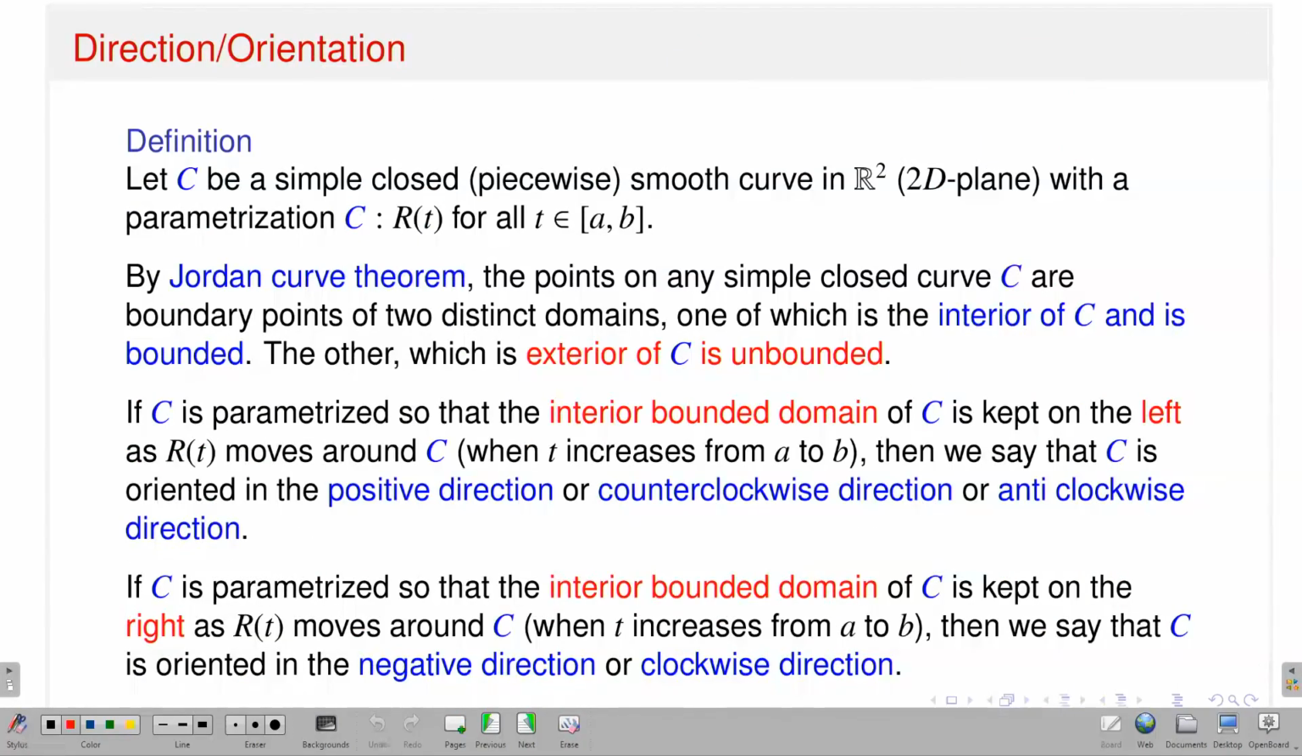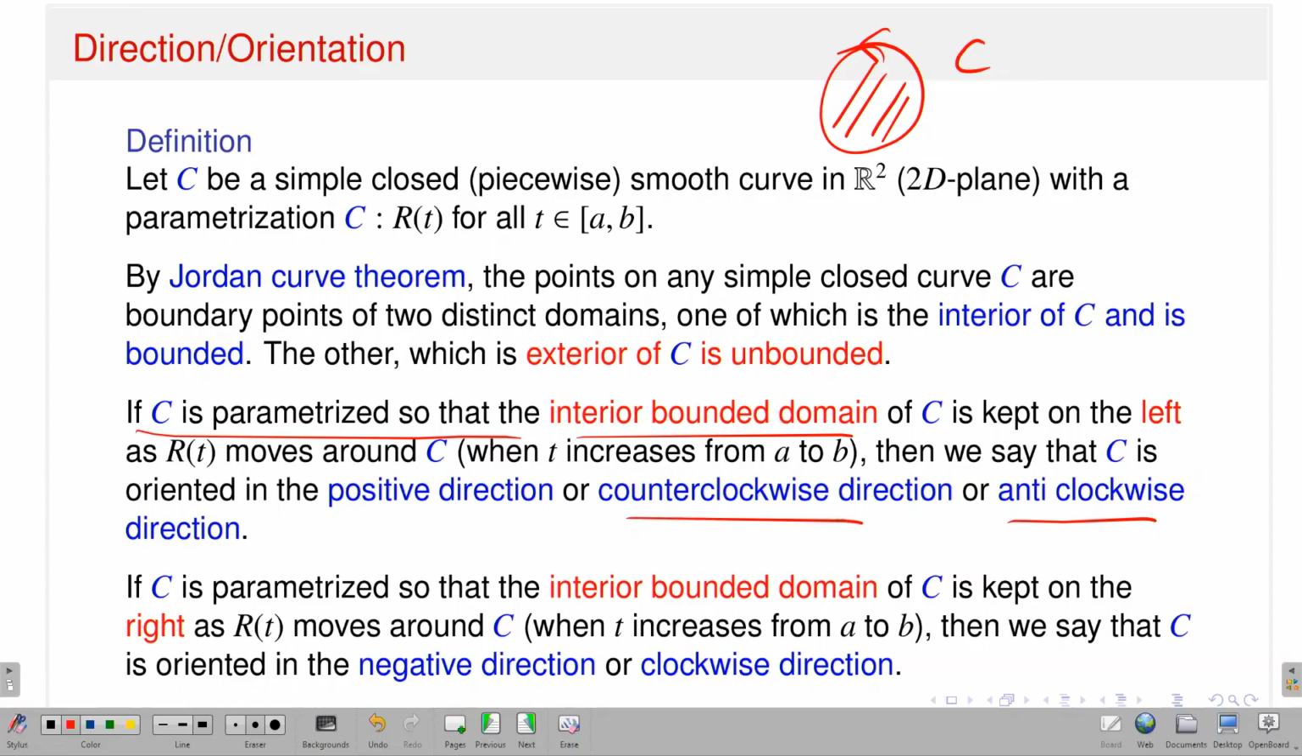Okay. So, these are the things I have discussed: direction and orientation. If I have a simple closed curve parameterized by, say, r of t, then you can also visualize it in this way. If C is parameterized so that the interior bounded domain, that means if I have this simple closed contour C and I am moving in this direction, so this is the interior bounded domain. I will move along C in such a way that on my left-hand side I always have the interior bounded domain, then the direction I am talking about is called anti-clockwise.